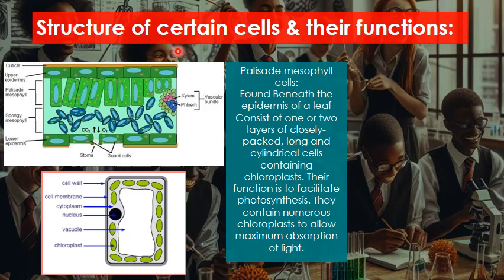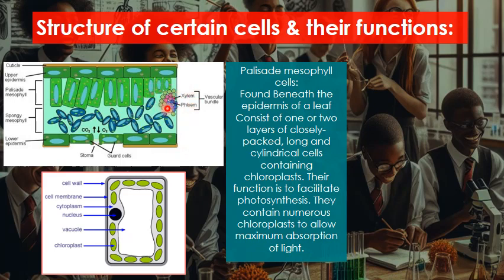Then we have what are called palisade mesophyll cells, right? Just to give you a brief overview, when you have a leaf and you cut it through, this is what the inside of a leaf looks like. This is the top of the leaf. This is the bottom of the leaf, right? At the top we have a cuticle and a layer of cells called the upper epidermis, and these are the cells that we want to talk about. They're called the palisade mesophyll cells, and these ones are called the spongy mesophyll. This is the lower epidermis, and this is the lower cuticle.